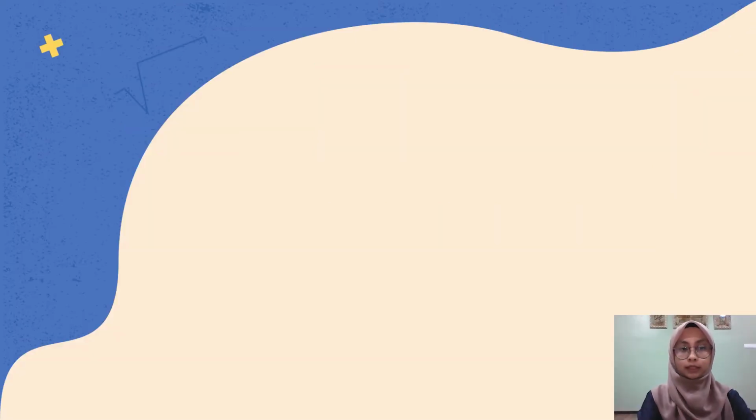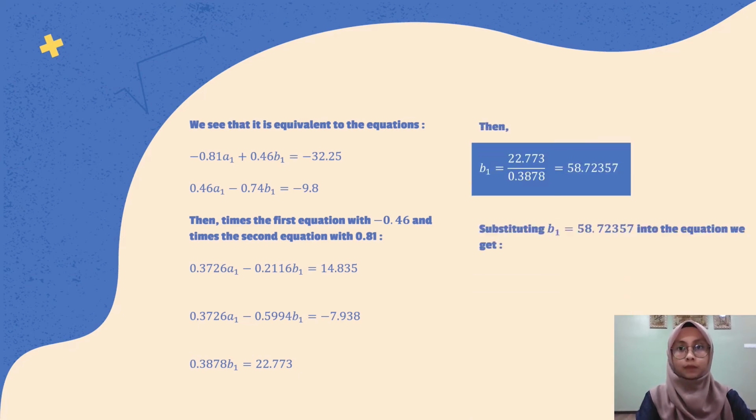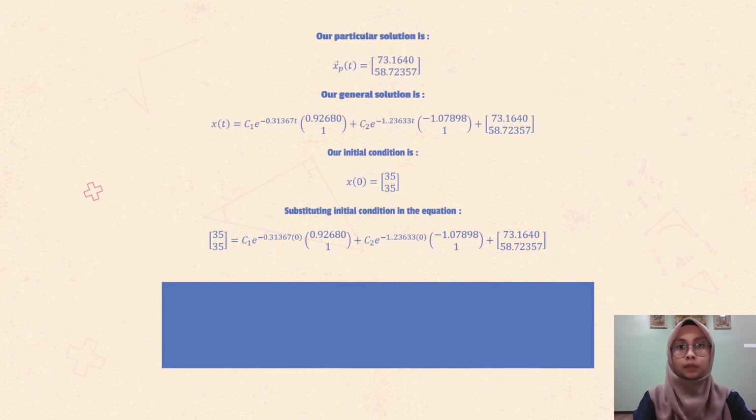Next, from the equation, we need to find the values of A1 and B1. After we do the calculation, we get the value of B1. After that, we substitute B1 into the equation, and we get the value of A1. Now after we get A1 and B1, we substitute the particular solution into the general solution. And then we substitute the initial condition into the equation. Then we get this equation.